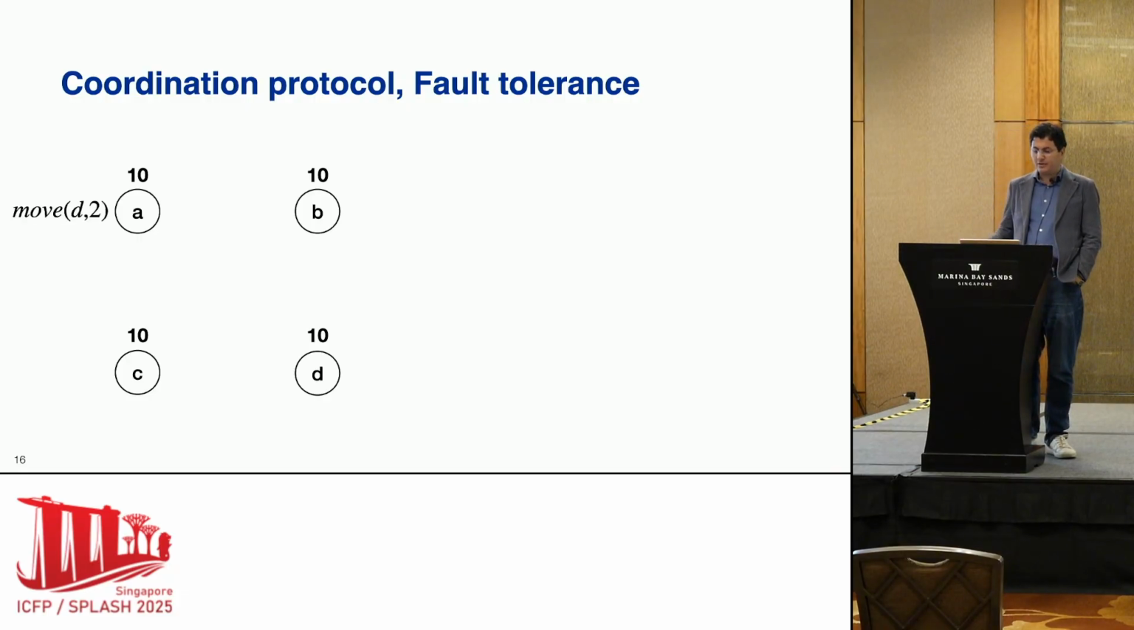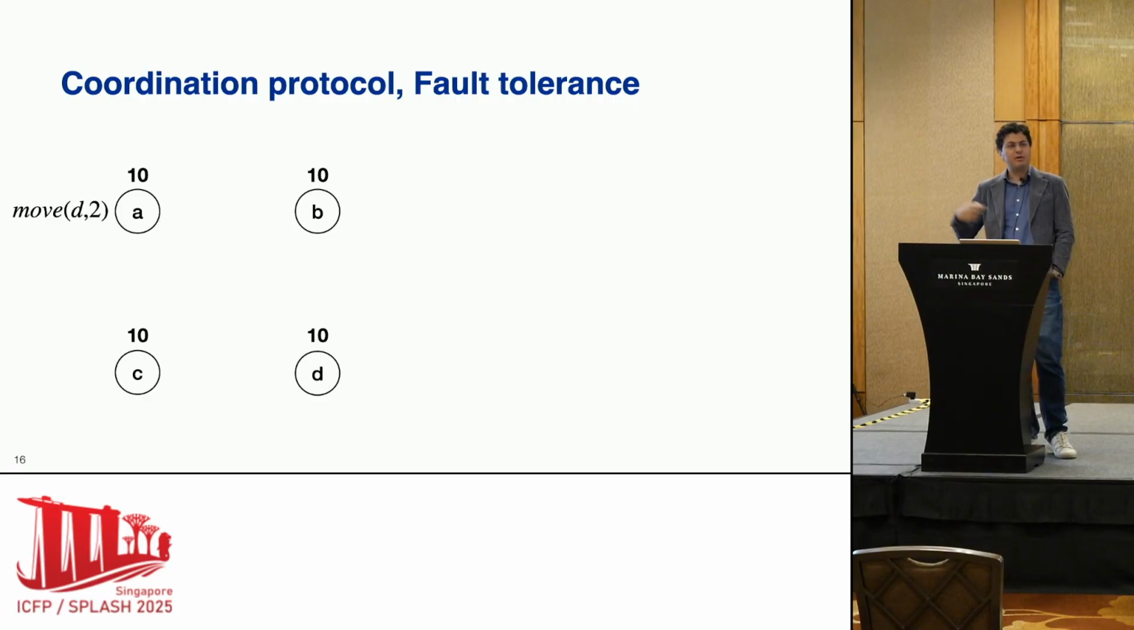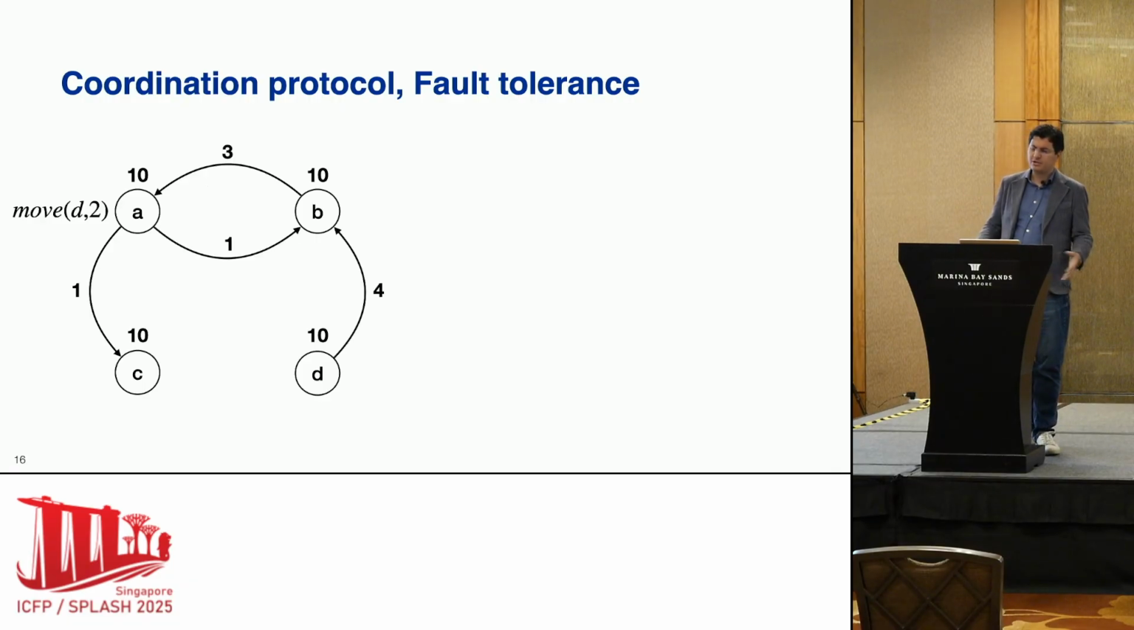So here's an example. Imagine all of these processes have 10 credits at the beginning in one direction, let's say D, and one of them moves two units in that direction. And there are some exchanges. As you saw, the protocol that I described has exchanges. So we have some exchanges. And suddenly process A crashes.